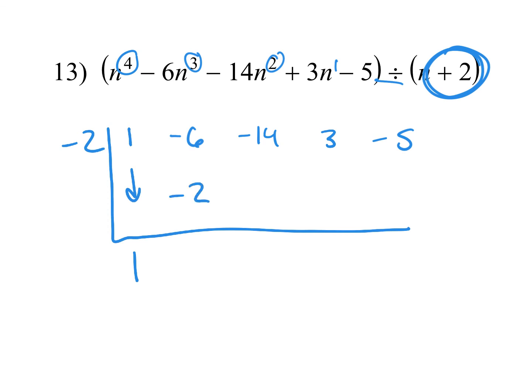multiply. We get -2. What's -6 minus 2? -8. What's -2 minus 8? Times. We multiply the outside. So that would be 16. What is -14 plus 16? And -2 times 2? -4. 3 plus -4? -1. -2 times -1? And -5 plus 2? -3.